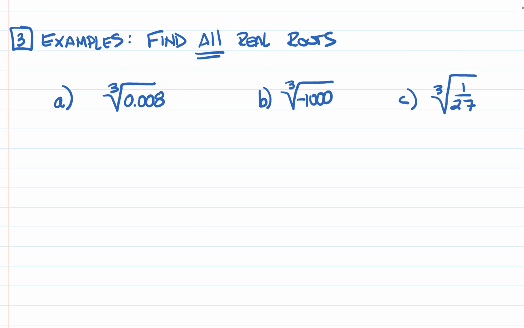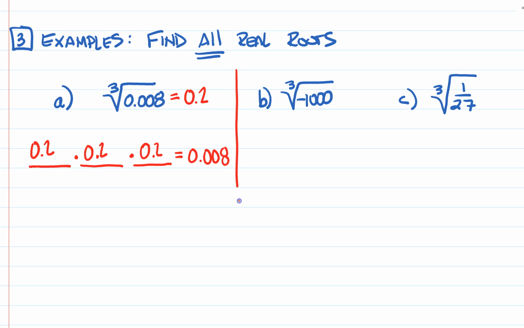Okay, box 3, let's do some examples. Let's find all real roots of the following. Part A says the cube root of 0.008. So what are we looking for here? We are looking for a number such that when we multiply it by itself 3 times, it gives me back 0.008. Well, 0.2 times 0.2 times 0.2 is 0.008. So therefore, the cube root of 0.008 is 0.2.